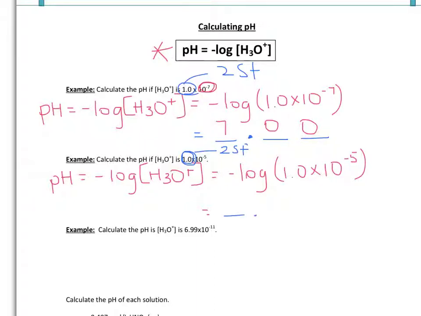Therefore, I'm going to be looking for a pH that has 2 decimal places. Since the base is also 1, let's look at the exponent. It's negative 5. Therefore, the answer is going to be the positive version, 5. Since I need to have 2 numbers after the decimal place, I'm going to put zeros there as placeholders.